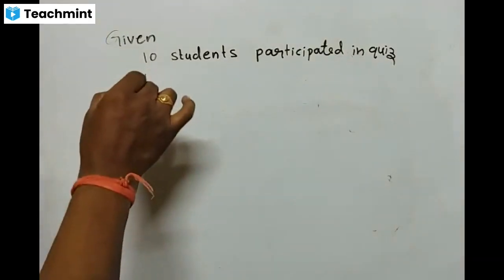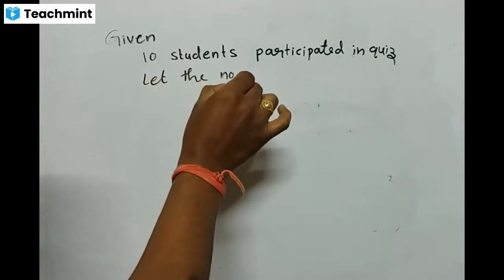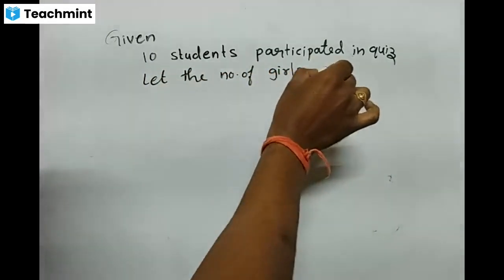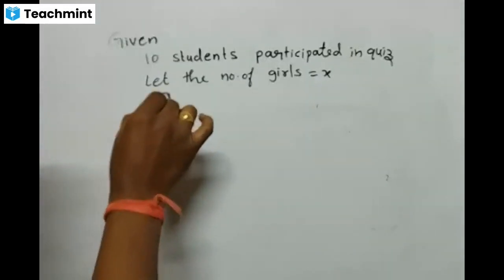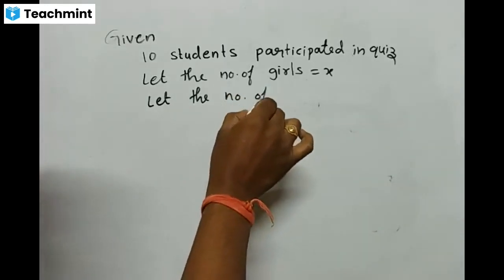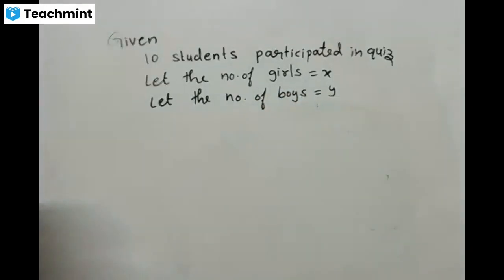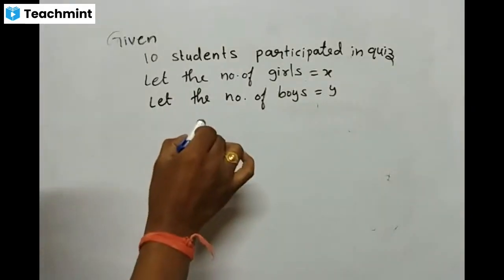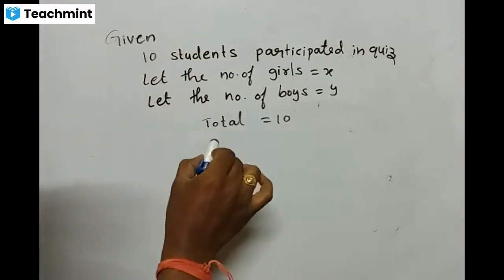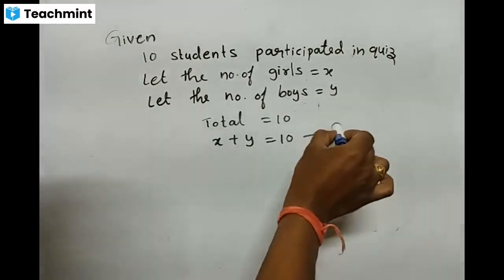So let the number of girls be some x. Let the number of boys be y. All together 10. Yes, sir. Total 10. X plus y together 10. This is equation number 1.